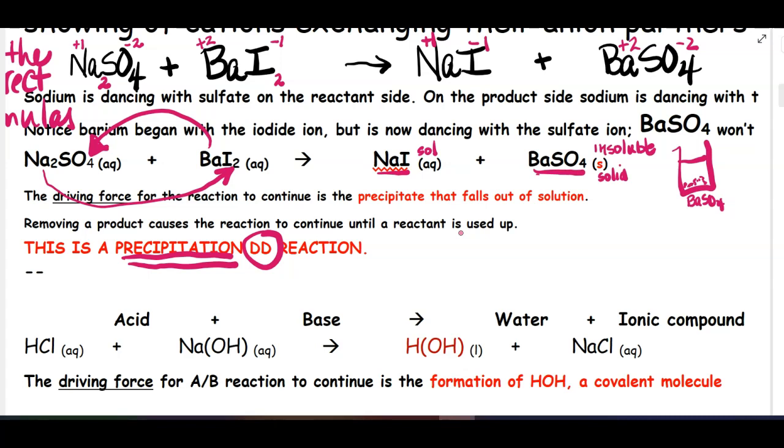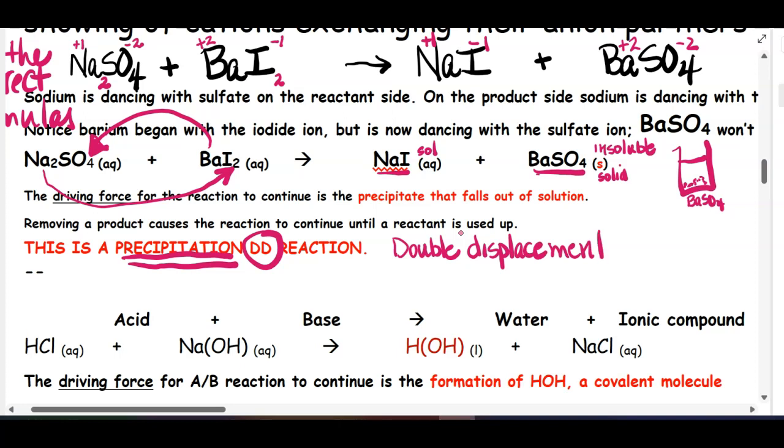So it's double displacement. So double displacement means both metals get new partners.